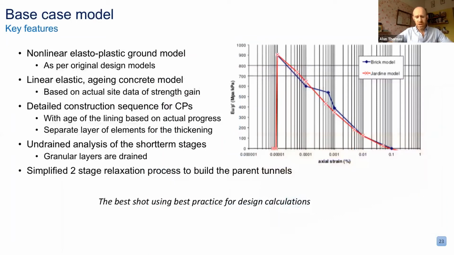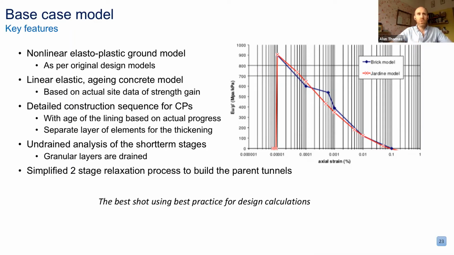So the base case model that we have has a nonlinear elastoplastic ground model. We're looking at the undrained, the initial short-term stage, because that's what we have the results for. The diagram on the right shows the variation in stiffness versus strain that you get from a Jardine type nonlinear elastic model. The modeling of the tunnel lining is simpler. Linear elastic shell elements. There is aging, so the stiffness of the model corresponds to the stiffness of the concrete at that particular point in the construction sequence.